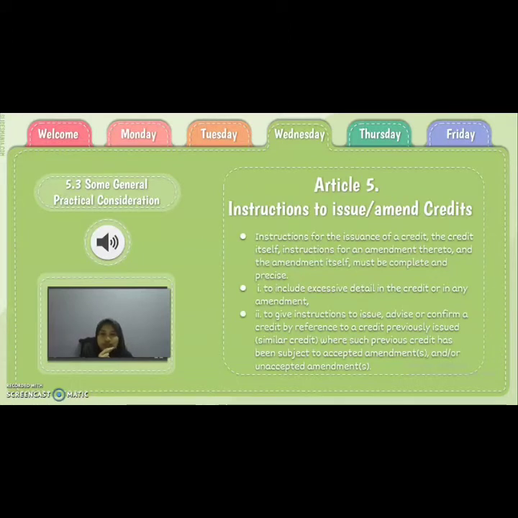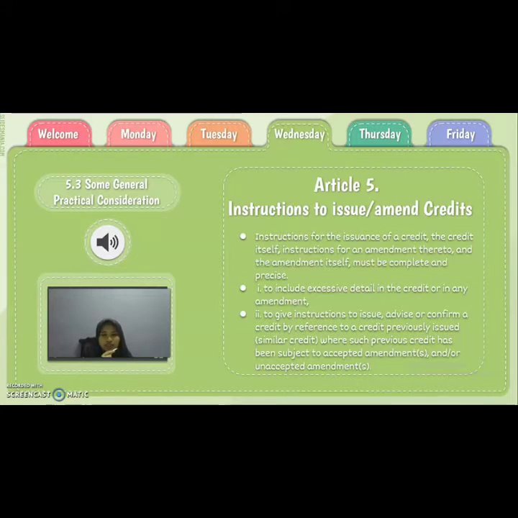Article 5 mentions instructions to issue or to amend the credit. The credit is separate from the contract, meaning that the offer of the contract is a separate form. The bank can send the letter of credit with a document related to the goods. The instruction for the issuance of a credit, and the credit itself, can be amended, and the instruction must be complete and precise.